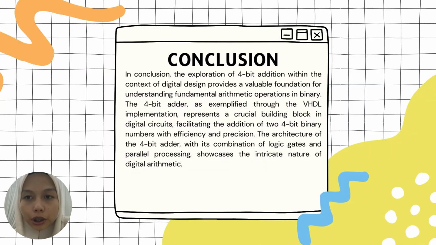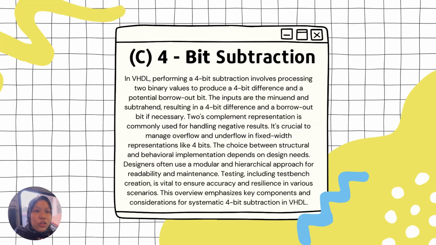As the conclusion, the exploration of 4-bit addition within the context of digital design provides a valuable foundation for understanding fundamental arithmetic operations in binary. The 4-bit adder, as exemplified through the VHDL implementation, presents a crucial building block in digital circuits, facilitating the addition of two 4-bit binary numbers with efficiency and precision. The architecture of the 4-bit adder, with its combination of logic gates and parallel processing, showcases the intricate nature of digital arithmetic. I will continue with part 4-bit subtraction.